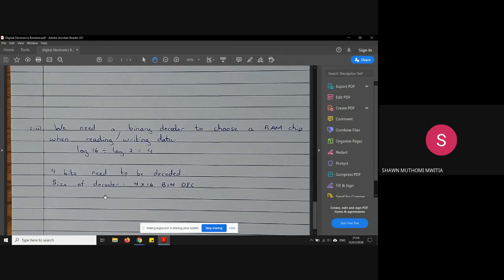Then the size of the decoder, I just straight away said that it's going to be a 4x16 decoder. So I'm done with 4A and D. Now it's up to Elizabeth to do B and C.